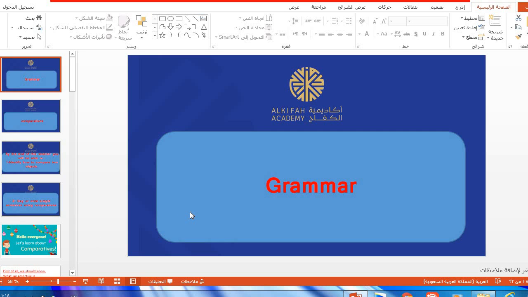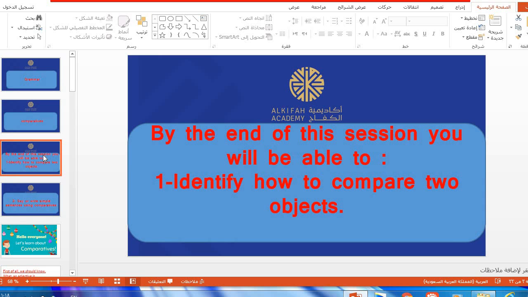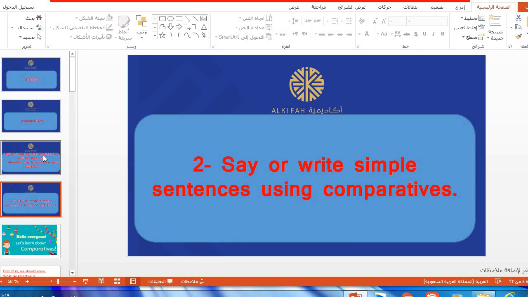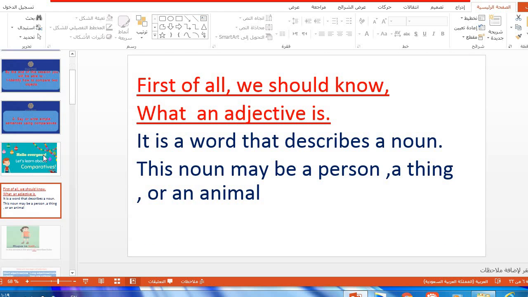Grade 6. Let's complete our study. After watching the video I sent to you, let's speak about our topic today. It's comparatives. By the end of this session, you will be able to identify how to compare two objects, and say or write simple sentences using a comparative. Now let's learn about comparatives.